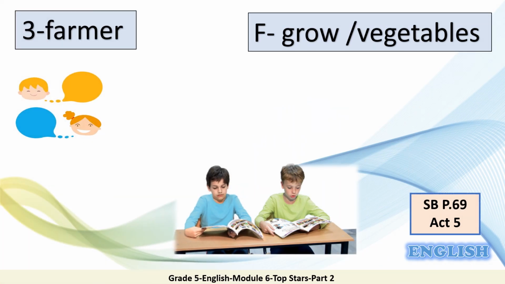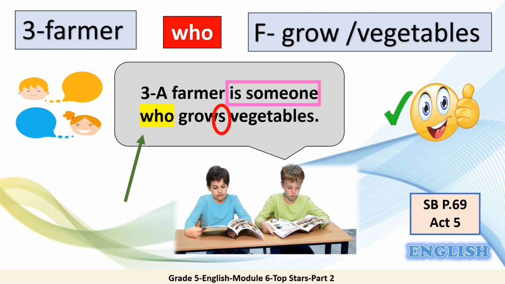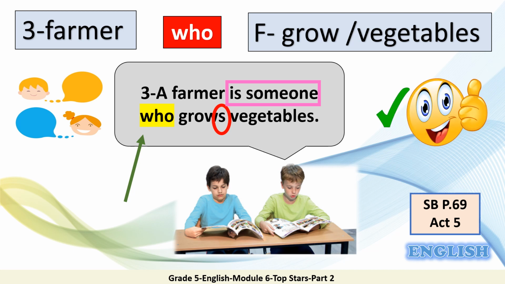One more. 3. Farmer. F. Grow vegetables. Use who and say your sentence. A farmer is someone who grows vegetables. Show me. Perfect. And what else? You added who, and you never forget to add s to the verb. Nice work.